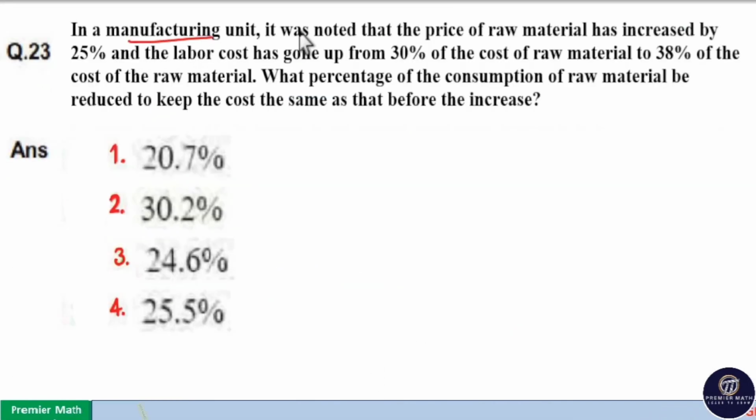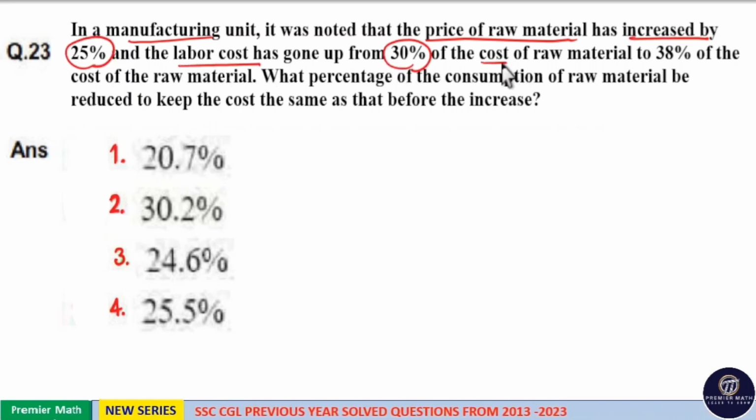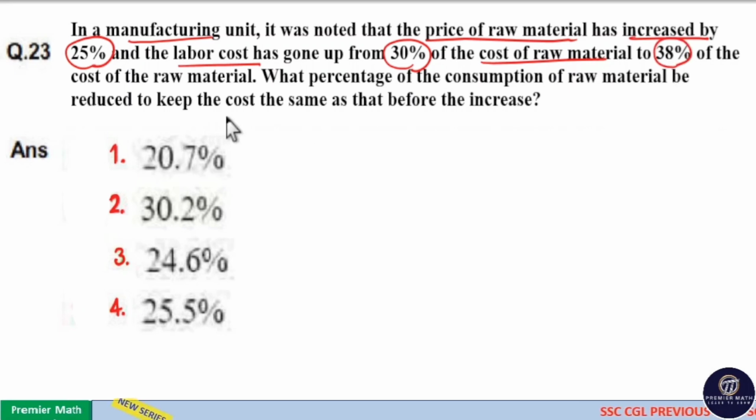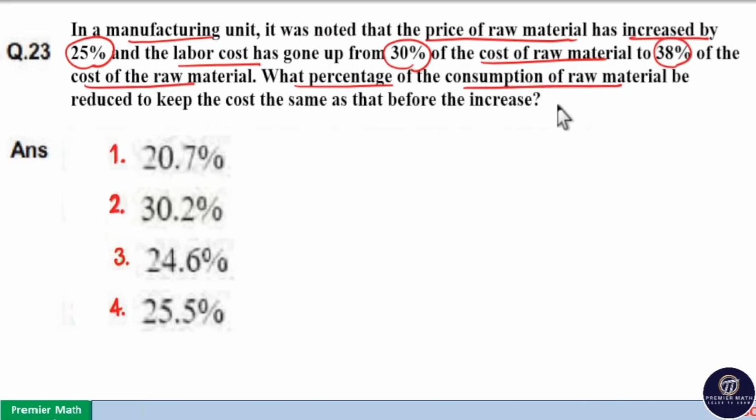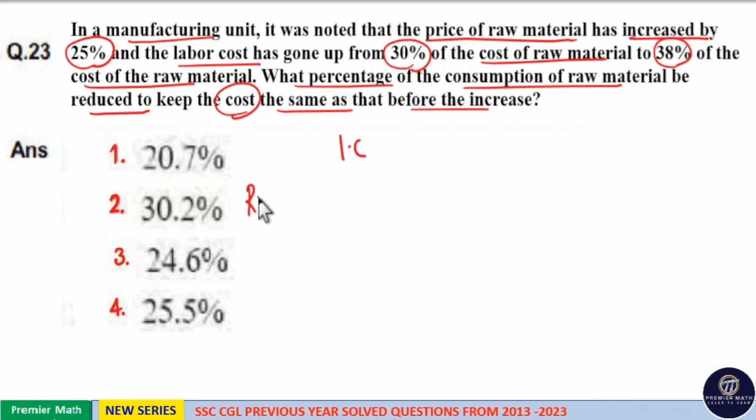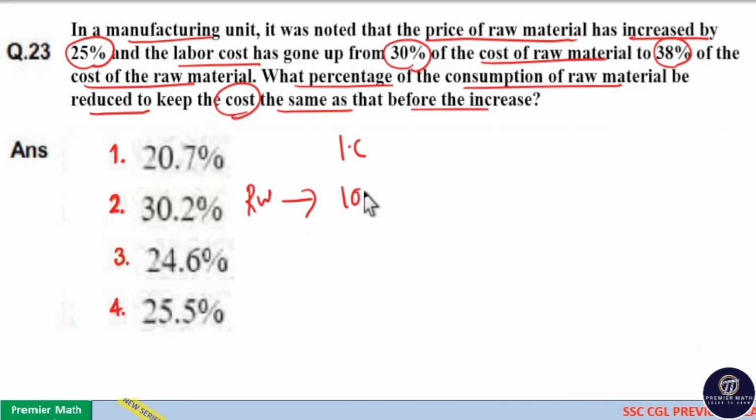In a manufacturing unit, it was noted that the price of raw material has increased by 25% and the labor cost has gone up from 30% of the cost of raw material to 38% of the cost of raw material. What percentage of the consumption of raw material should be reduced to keep the cost the same as that before the increase? Here, the initial cost of raw material, consider it as 100 rupees.